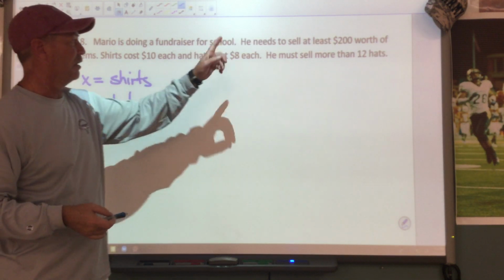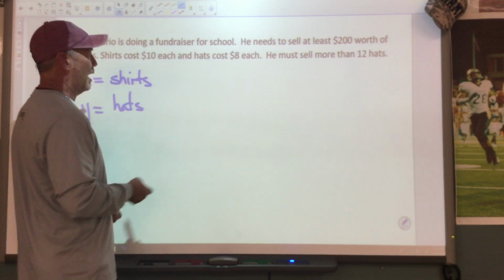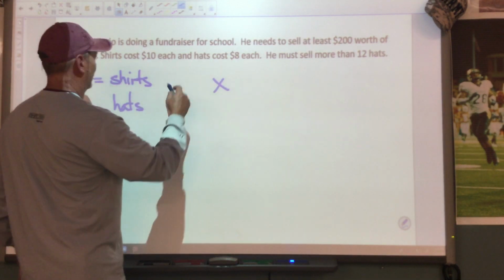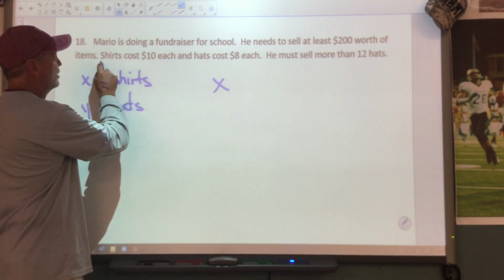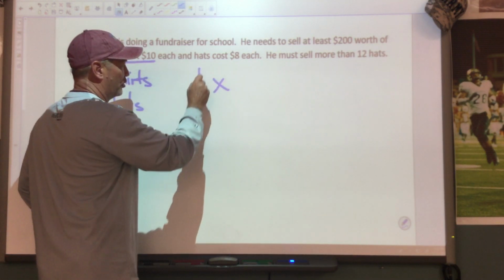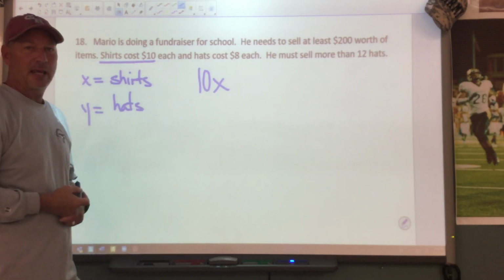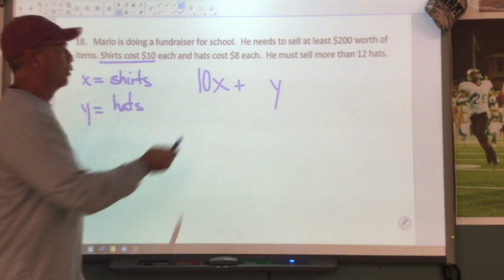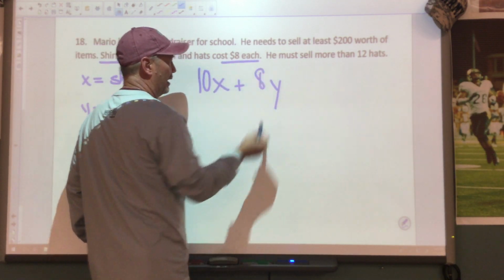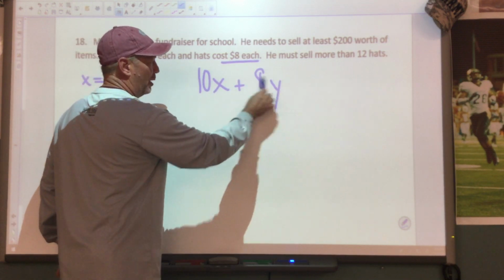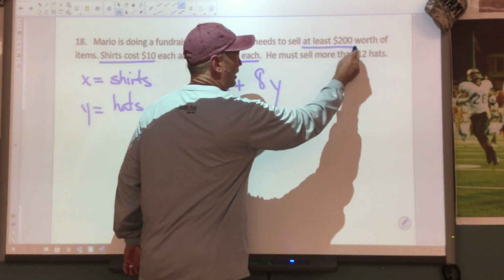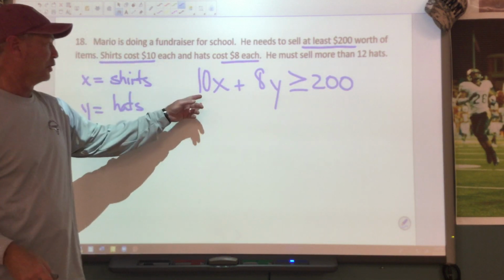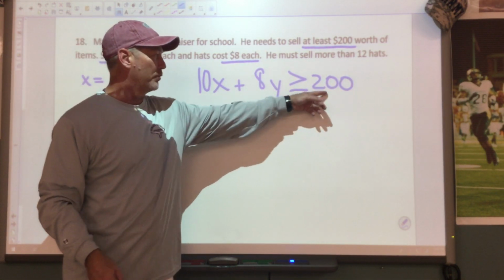All right, so it says he needs to sell $200 worth of items. So how much is for the hats? How much is each hat? This is the shirt. The x's are the shirts. It says the shirts cost $10. So for every shirt, we're going to multiply times 10. For every hat, our hats are y, we're going to multiply times 8. And if you take all your shirt money and all your hat money and add it together, it needs to be at least $200. $10 for the shirt, $8 for the hat. We need to make at least $200.